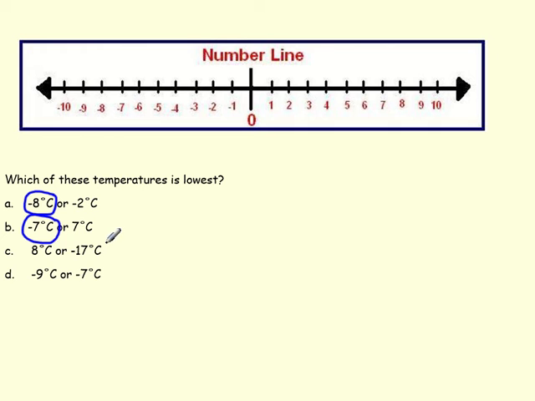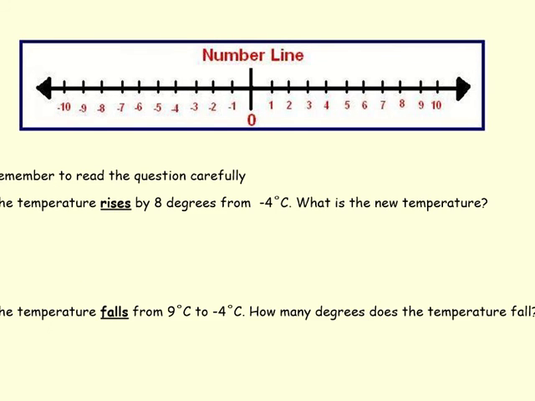8 degrees Celsius or -17. -17 is a lot lower. -9 degrees Celsius or -7. Well, if you look at the number line, -9 is further away from the 0 than -7. So -9 is the lower temperature.